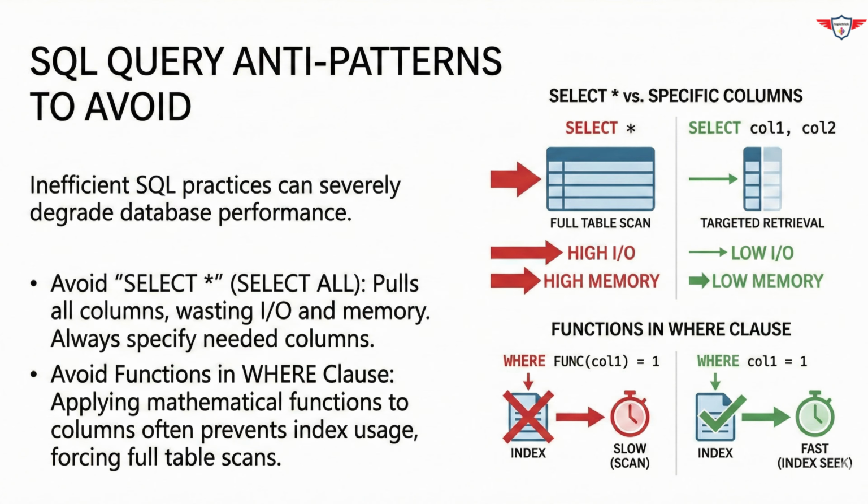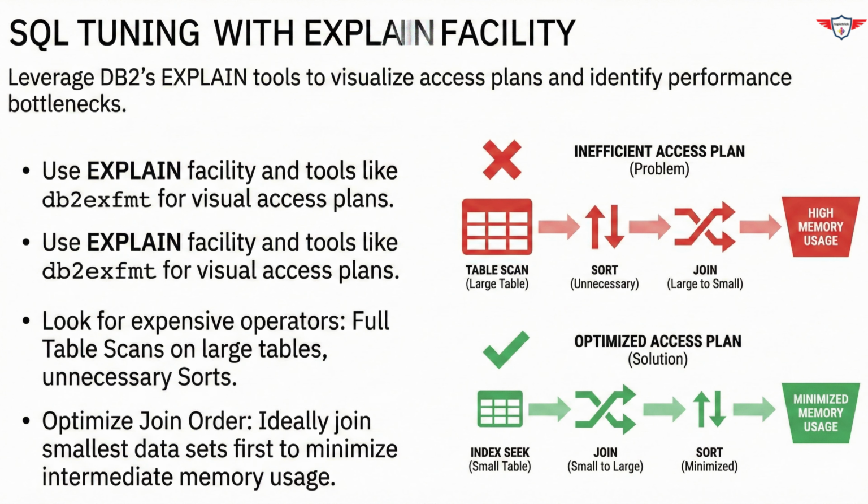To tune SQL, you use the explain facility. Tools like DB2 EXFMT give you a visual representation of the access plan. You want to look for expensive operators like table scans on large tables or unnecessary sorting. You also want to check the join order. DB2 should ideally join the smallest set of data to the larger sets to minimize the intermediate memory usage.